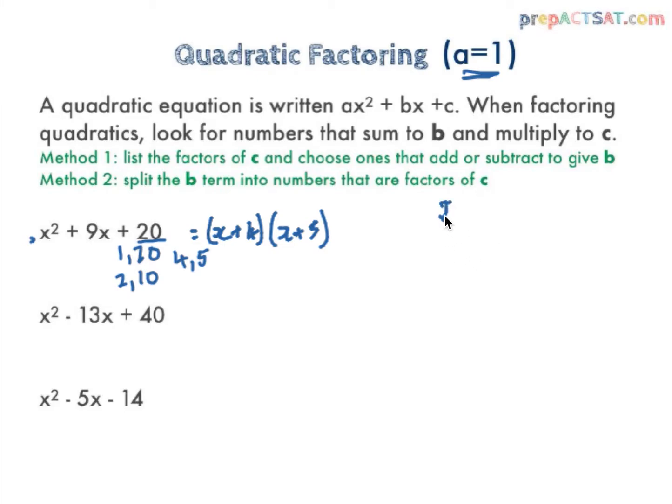So I'm just going to rewrite the question over here so we can try the same thing again. I'm going to split the b term into numbers that are factors of c. So only one of them has to be a factor of c. So what I might do is split up 9 into, I could think of 3 and 6. 3 plus 6 is 9. Neither 3 nor 6 are factors of 20, so that won't work.